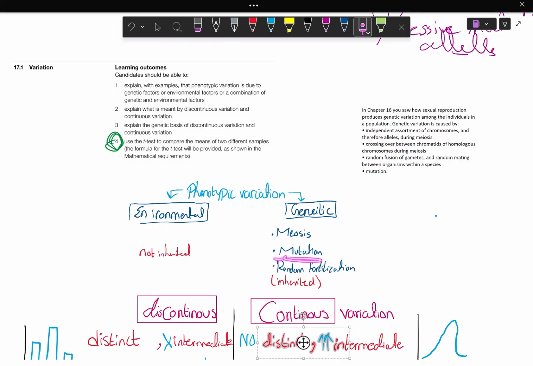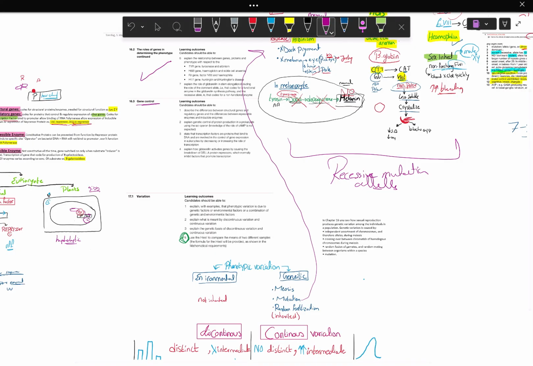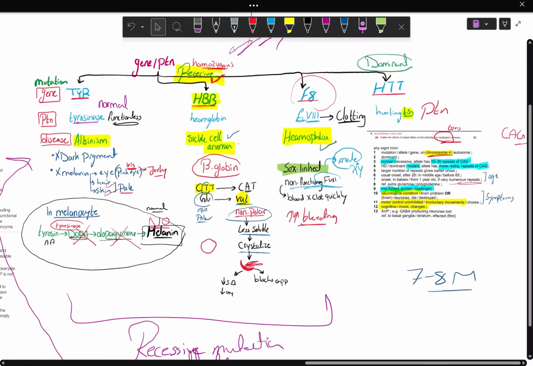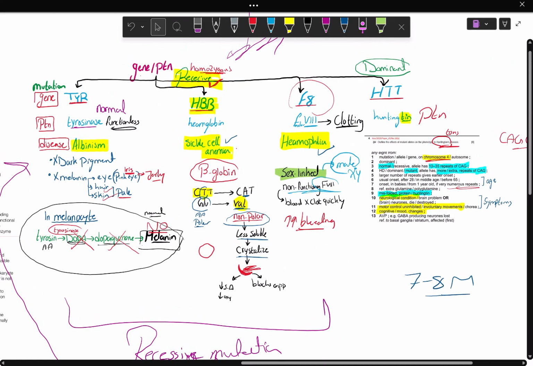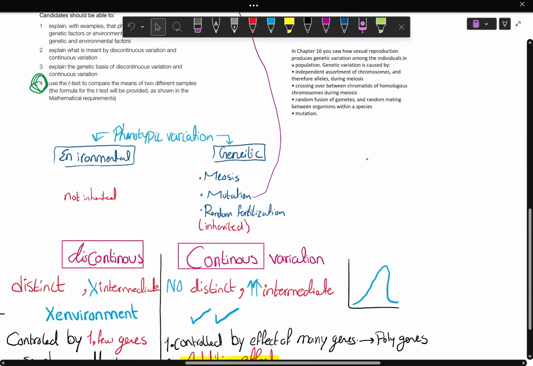And we have mutations, like all of those examples here in chapter 16. So in any question that mentions mutations that cause some sort of genetic variation, you're going to mention all those 4 diseases, because those are purely genetic. There's no environmental factor affecting those. And we also have the random fertilization or random mating.